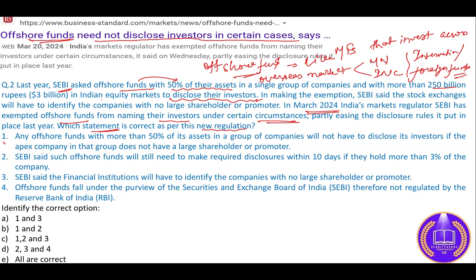So the first statement: any offshore fund with more than 50% of its assets in a group of companies will not have to disclose its investors if the apex company in that group does not have a large shareholder or promoter. So this statement is absolutely correct.